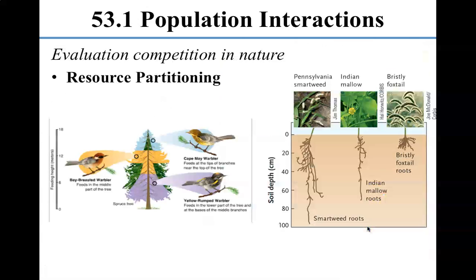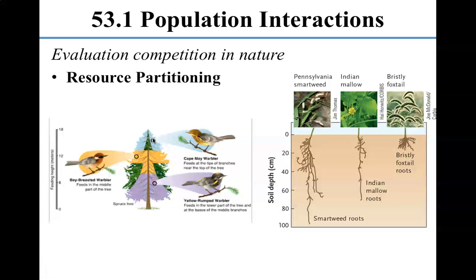Another way that species try not to compete with each other is through resource partitioning. So this is the use of different resources or the use of resources in different ways by species living in the same place. Let's look at two examples. Here we've got different warblers. This species lives high on the tree and eats resources from up here. This one lives in the middle and eats resources from here. This one lives on the bottom and eats resources from here. So each of them has specialized on the food that's found on a different part of the tree.